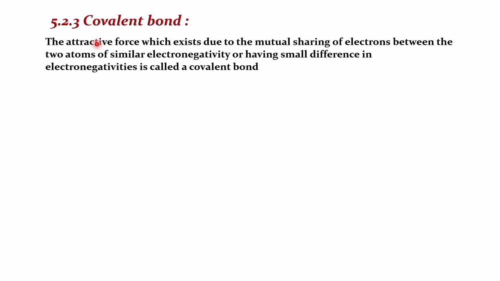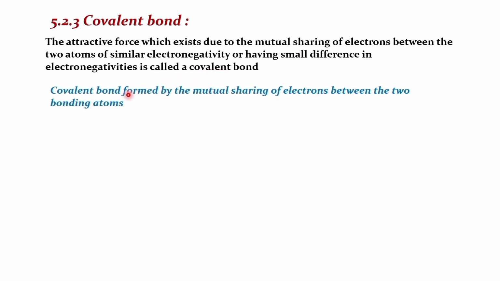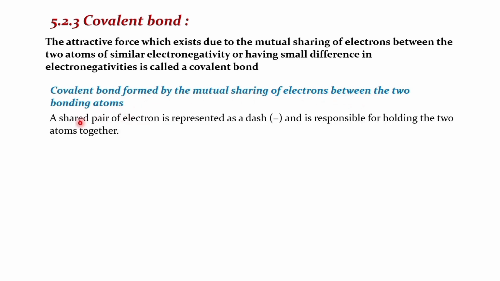Covalent bond. The attractive force which exists due to the mutual sharing of electrons between two atoms of similar electronegativity or having small difference in electronegativities is called a covalent bond. Simply, a covalent bond is formed by the mutual sharing of electrons between the two bonding atoms. A covalent bond is represented by a dash, and it is responsible for holding two atoms together.